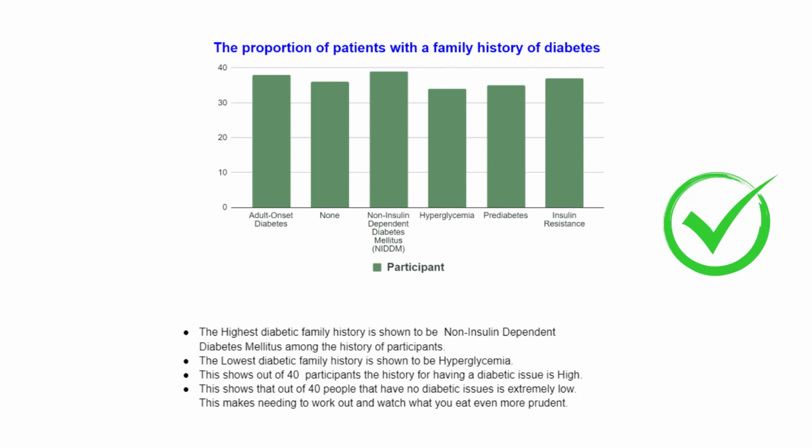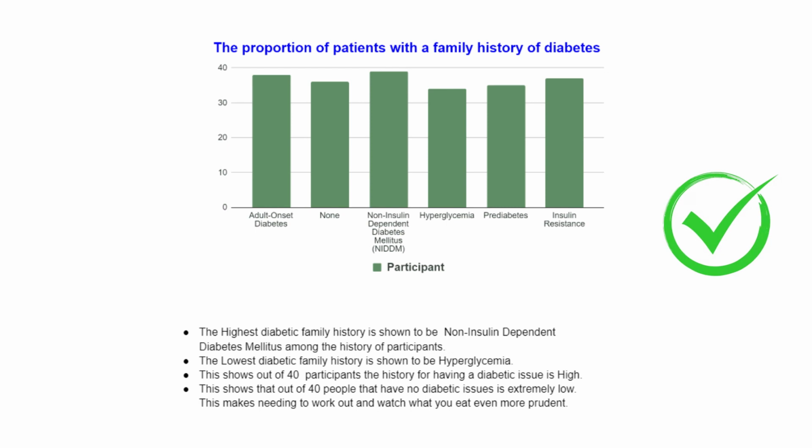So, as you can see, one of the bullet points says the highest diabetic family history is shown as being non-insulin dependent. It's very easy to tell because this bar is the highest of everything. So you can see this information in this interpretation aligns with the information in the graph. And then it says the lowest diabetic family history is shown to be hypoglycemia. You can also see that this interpretation very much aligns with the information in the chart.